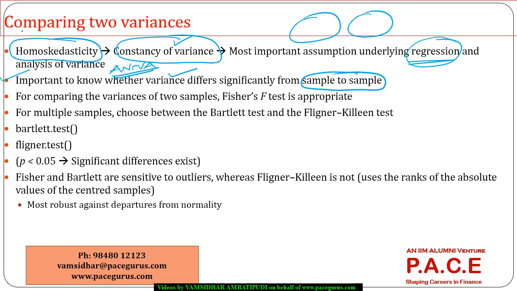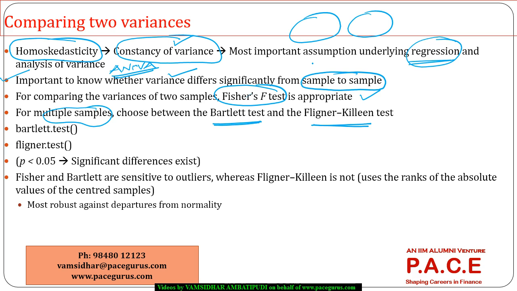So for comparing the variances of two samples, I can also use the Fisher's F test, the one which we have used, var.test. If I'm focusing on comparing the variances across two samples, the Fisher's F test is more or less appropriate, which we have used just now. But if I'm having multiple samples, I can very well go with the Bartlett test or the Fligner-Killeen test. These are some of the tests that I can go with if I'm having multiple samples.